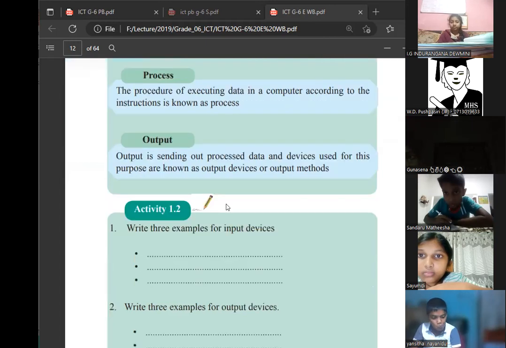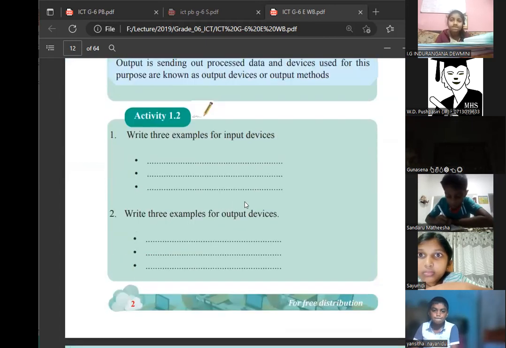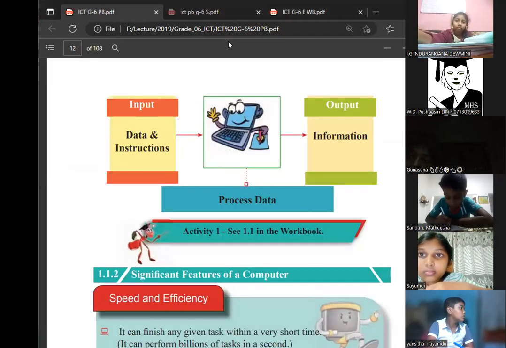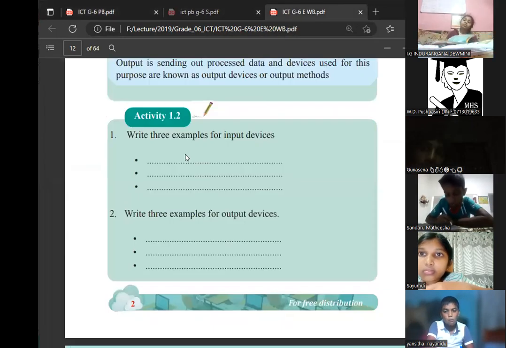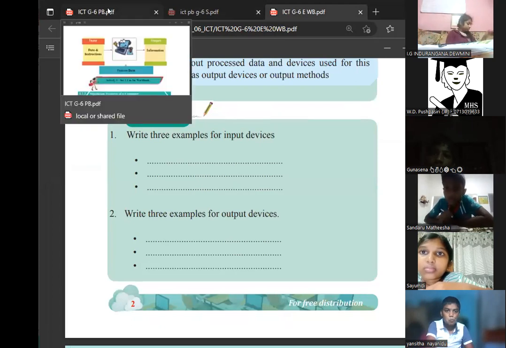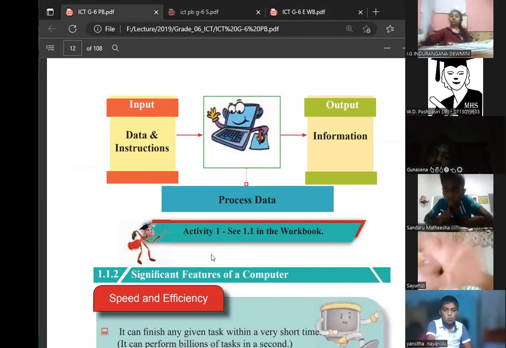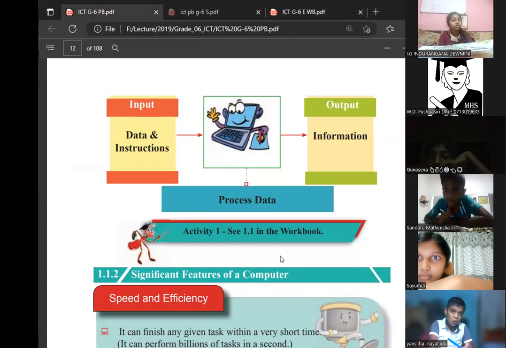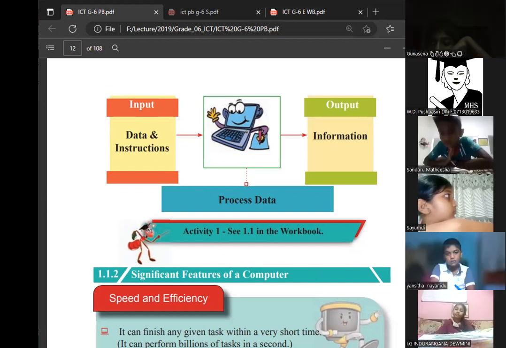Then the activity 1.2. You can't do 1.2 now, just keep it. We will do it after doing the other lesson. We did only 1.1. Again we will move to the next lesson: significant features of computer. We are going to talk about what the significant features are.